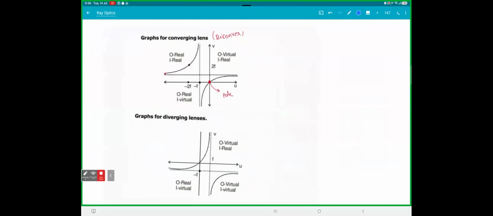All clear with this? Yeah, that's the image formation and stuff there.